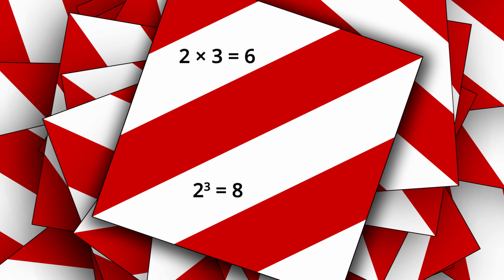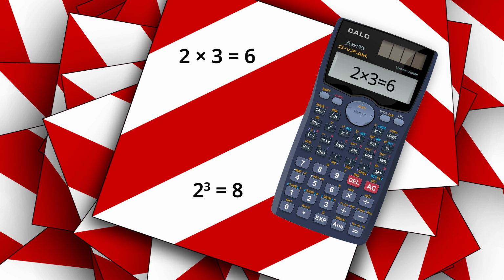Be careful. A common mistake is to think that 2 to the exponent of 3 is the same as 2 multiplied by 3. That's not correct, because 2 times 3 is 6, but 2 cubed is 8.